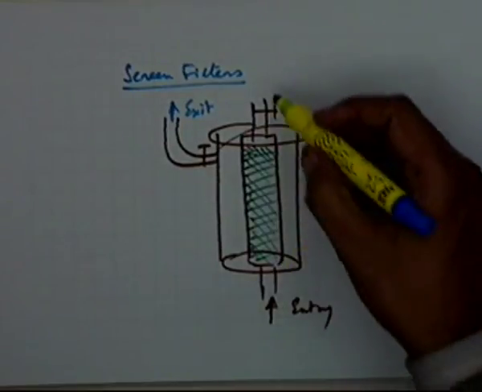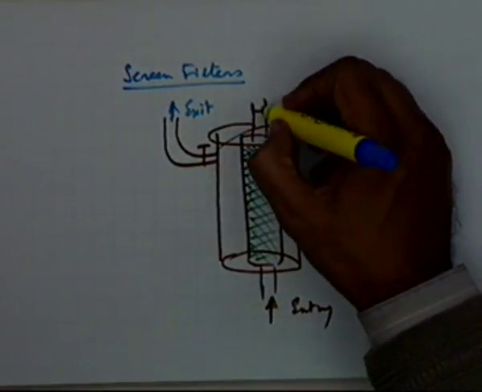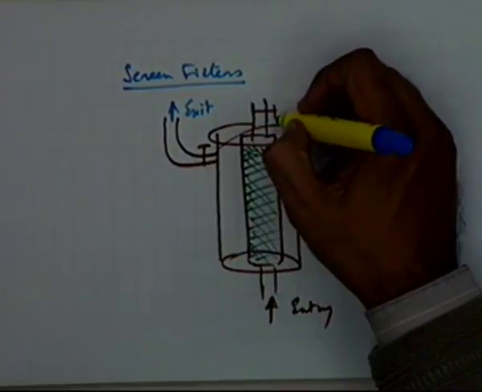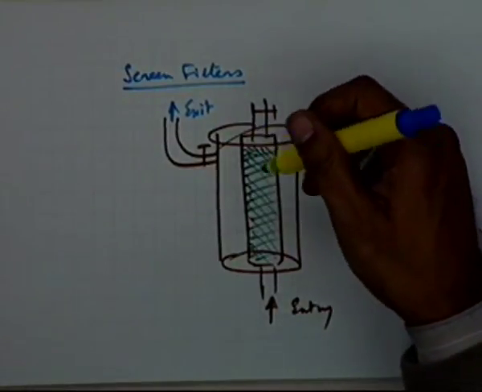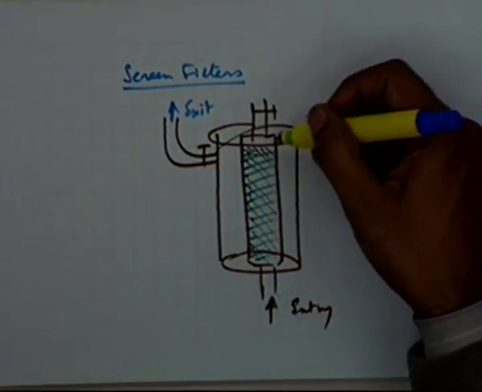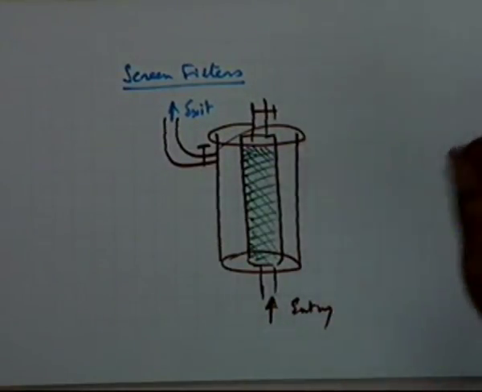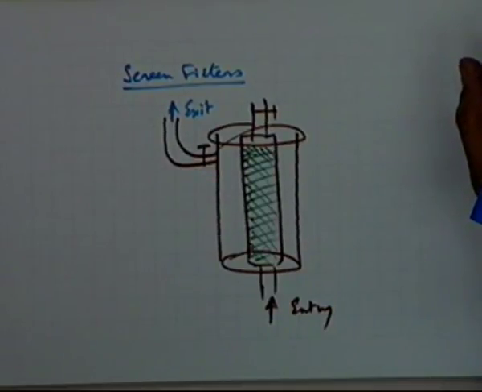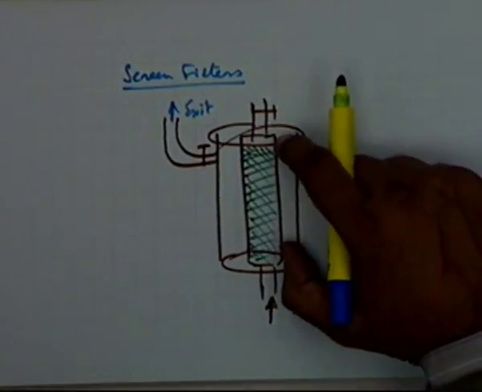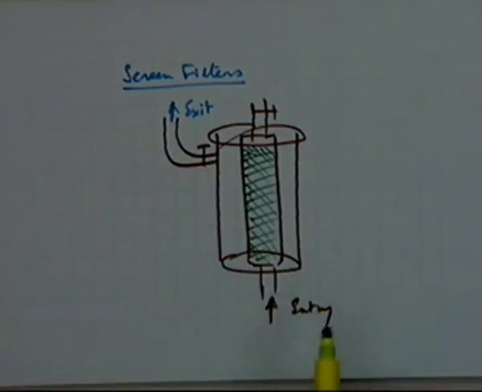Now in this case again, this is the outlet which can be used when you clean the filter and you want to flush the whole debris out of this wire mesh portion, which is the filter portion in this particular case. The sizes of these meshes can vary depending on the requirement, depending on the quality of the water which you are using.